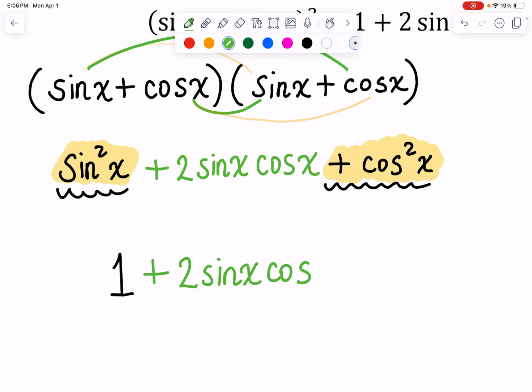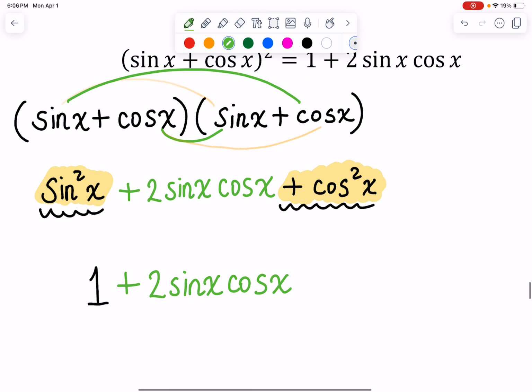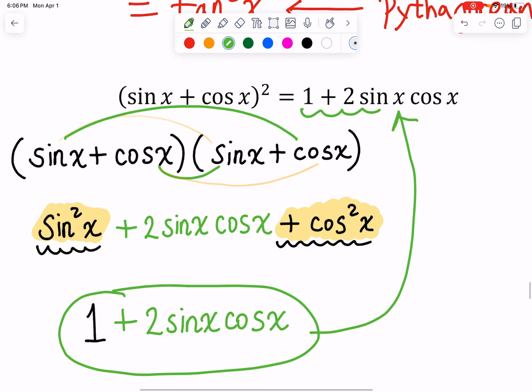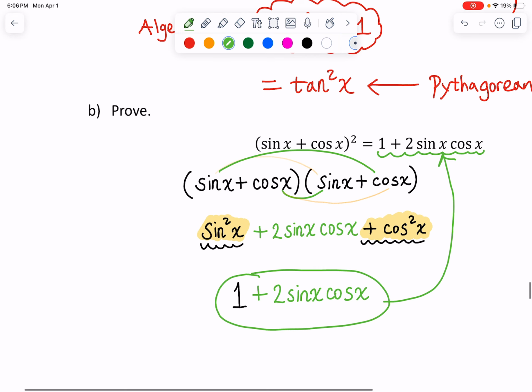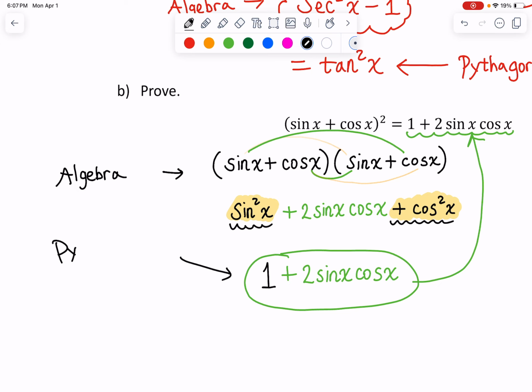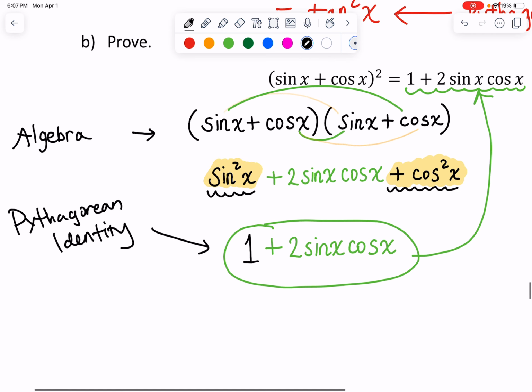Now, hold on. I thought I saw something just like that on the right-hand side, didn't we? So compare this. Is this the same as what they have on the right-hand side? Oh, yes, it is. So we proved it. What tools did we use here? Well, first, we used algebra. We FOILed it out. But we definitely used that Pythagorean identity when we combined those two yellow highlighted terms into one.